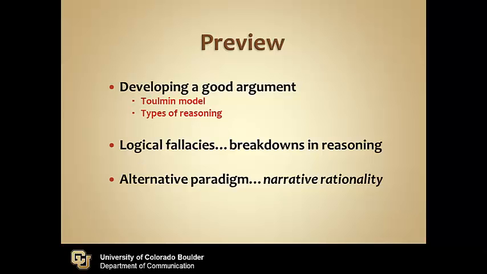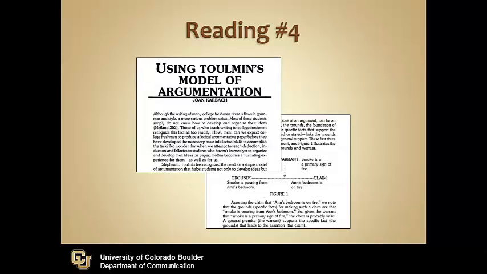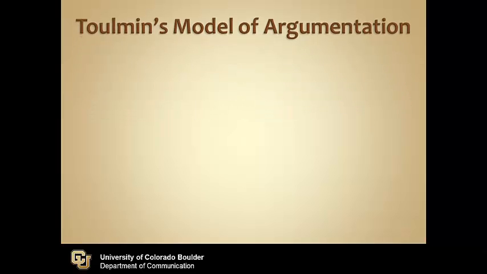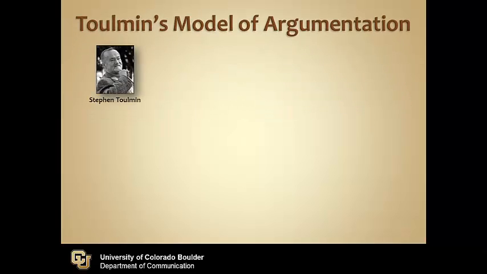Okay, let's get started. We begin by looking at how to develop a good argument and use valid reasoning, and most of this material comes from reading number 4, so make sure you review this article for more details. Reading number 4 focuses on a model of argumentation developed by a British philosopher named Stephen Toulmin. It's a basic blueprint for a good argument. The Toulmin model has 6 parts, 3 primary components and 3 secondary components.